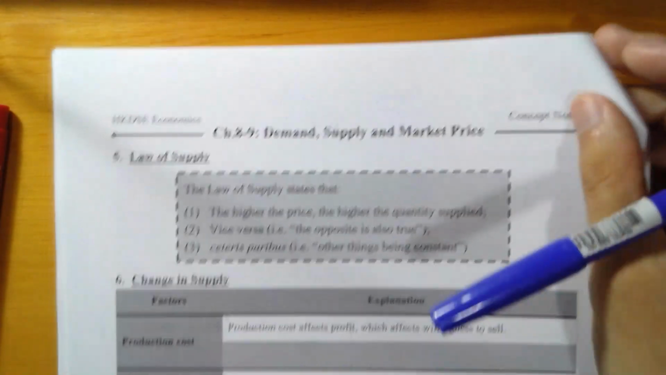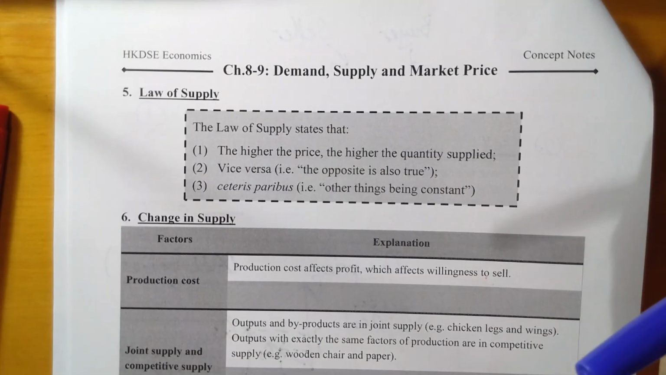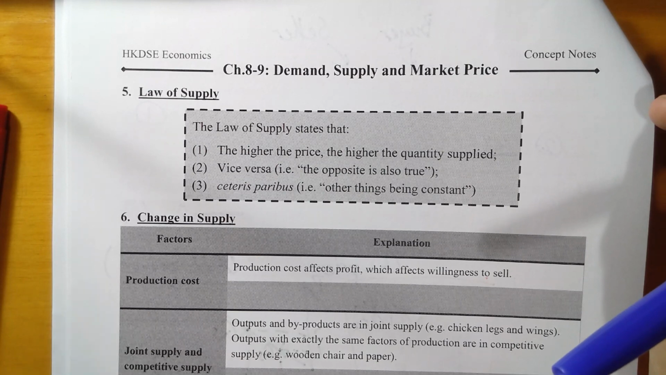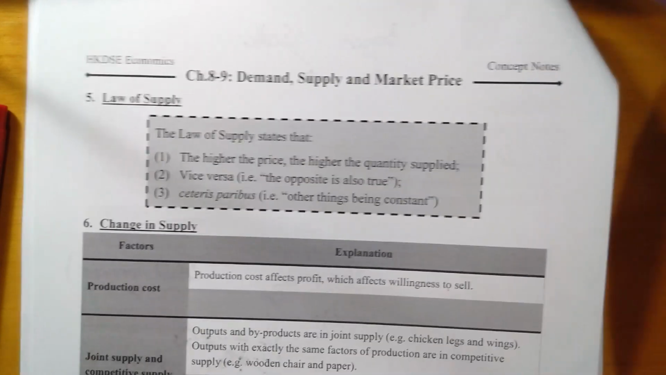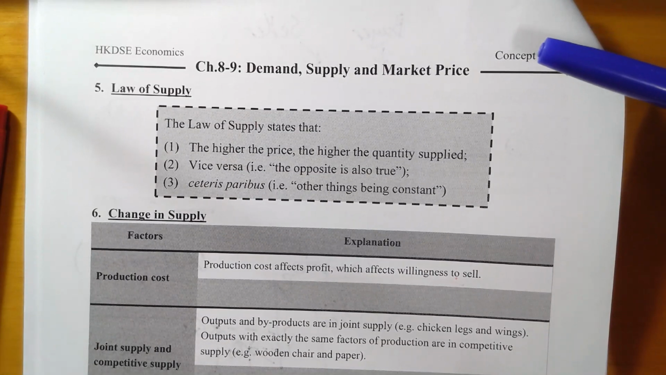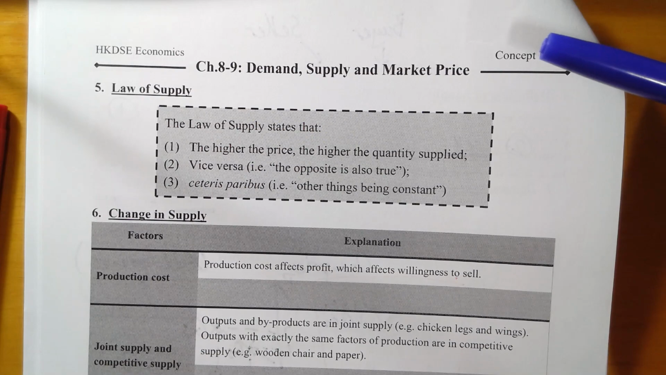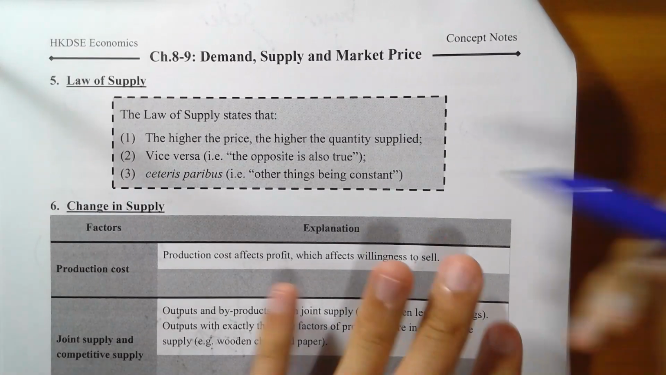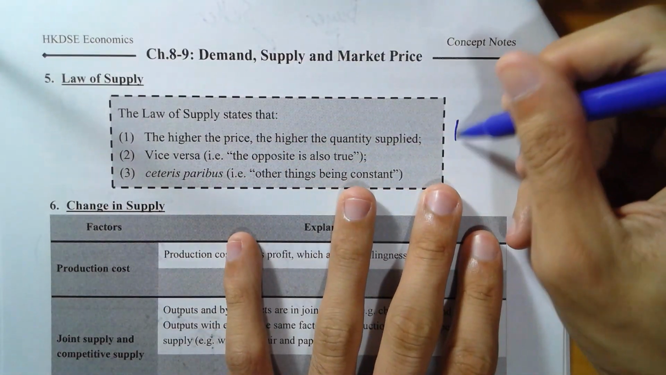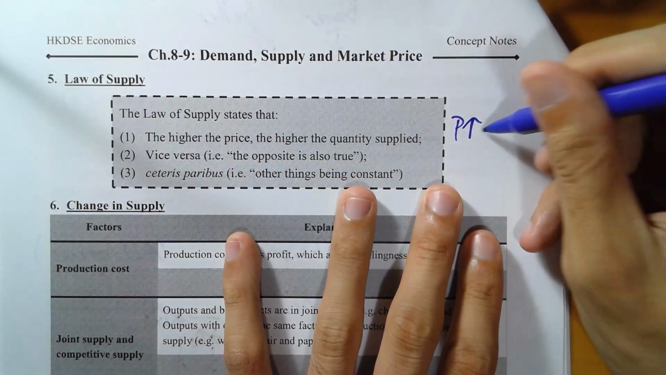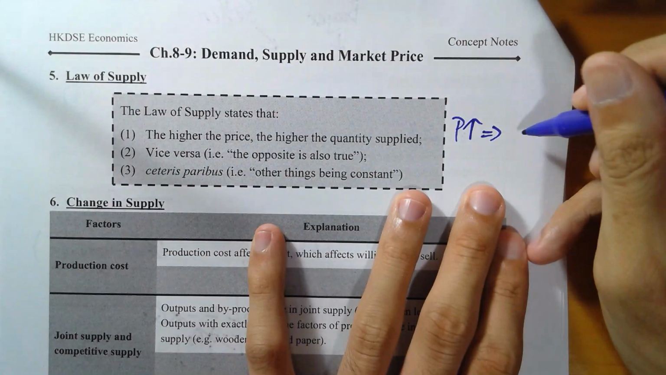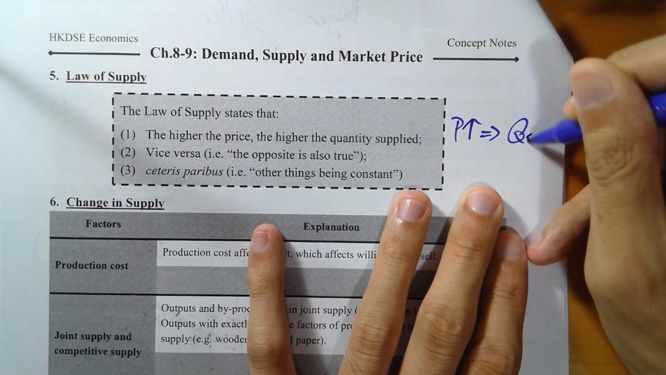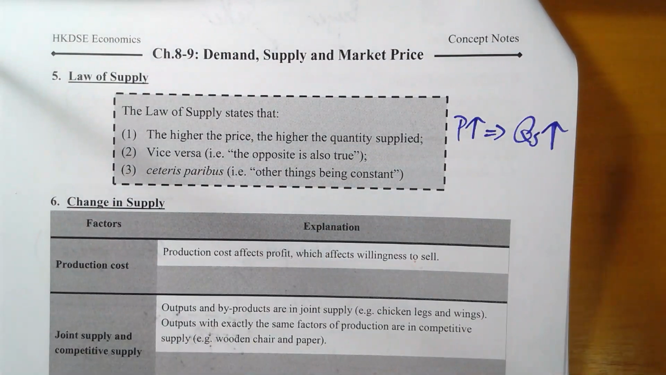Now, the law of supply. Unlike the law of demand, the law of supply is not as important, I would say. The only thing you need to remember is that it is also about price and QS, how they change. Let me write some symbols next to them. It states that the higher the price, the higher the quantity transacted. The reason is simple.